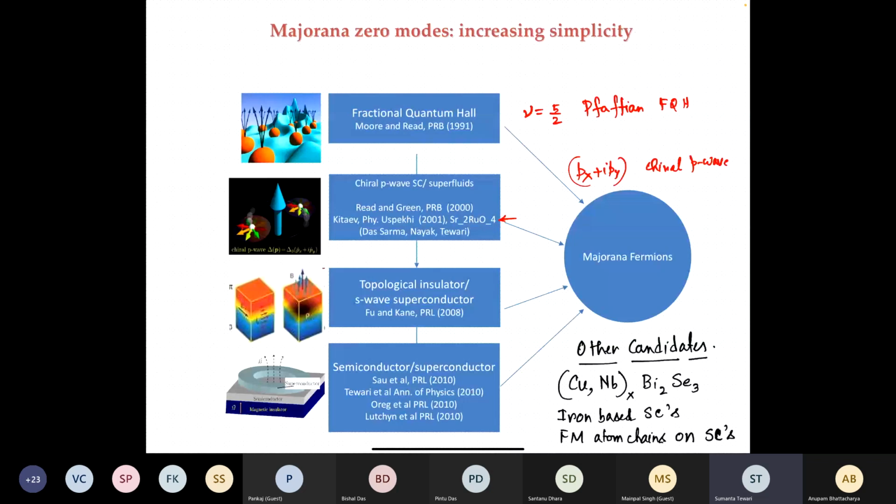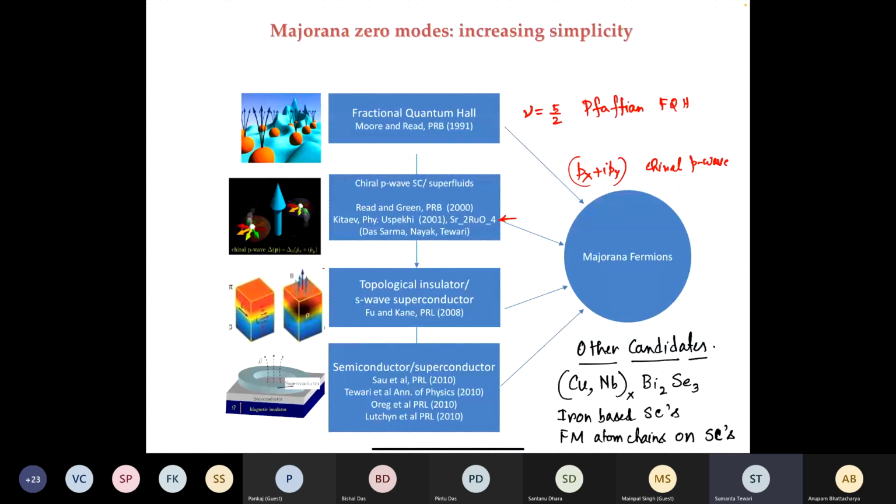Now, there have been some recent experiments, again tunneling, this is STM now. They did find some evidence of zero bias peaks in iron-based superconductors as well. Finally, there's another system that people talk about, mostly from Princeton. This is Ali Yazdani's group. They have ferromagnetic atomic chains created on the surface of superconductors like lead. And these ferromagnetic atomic chains should also behave like a topological superconductor.